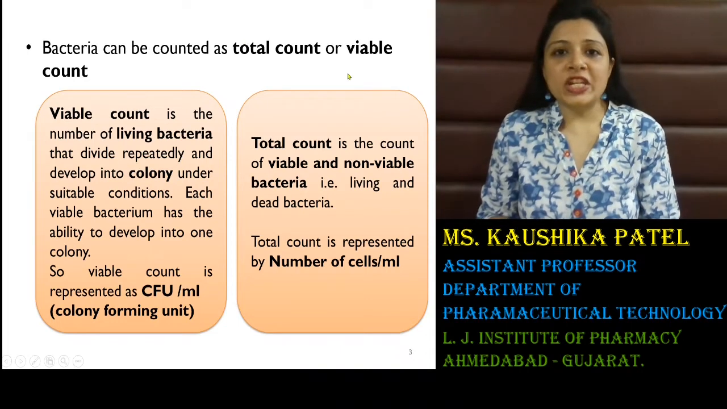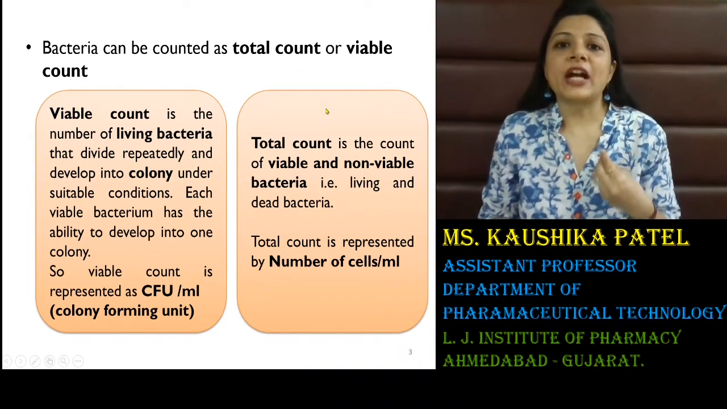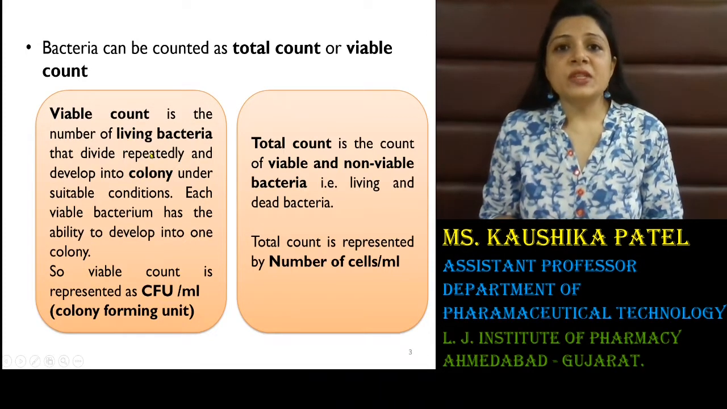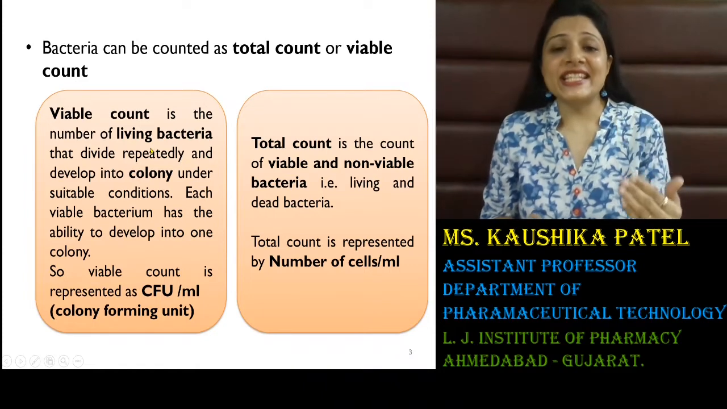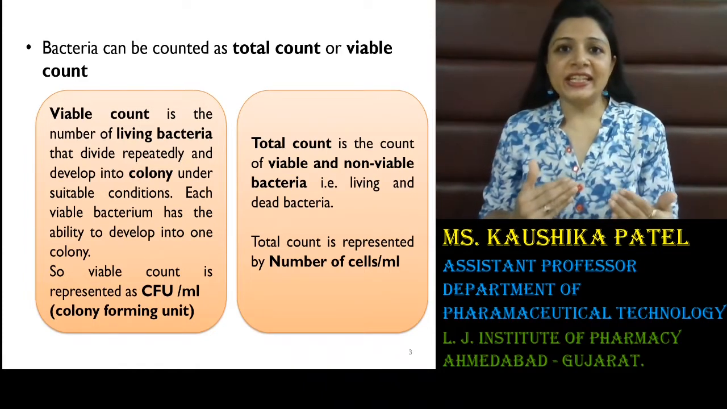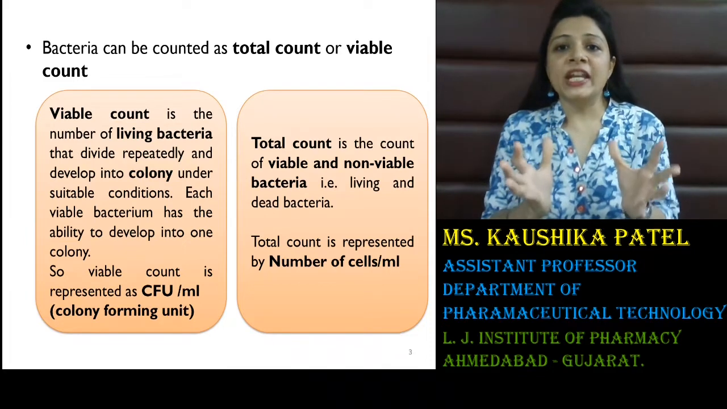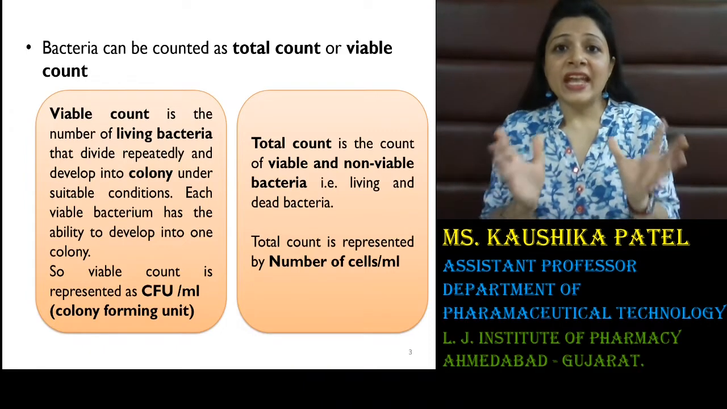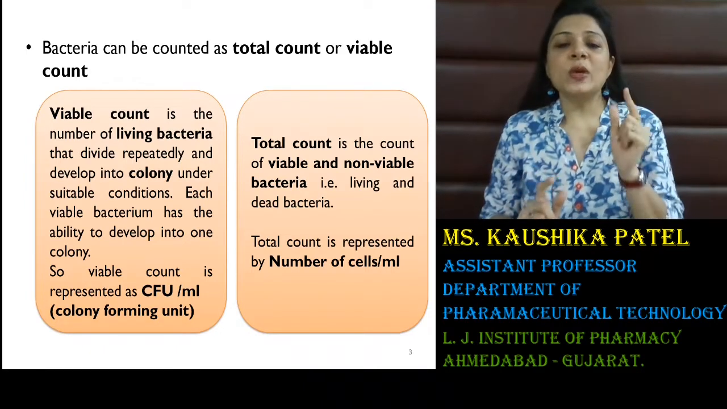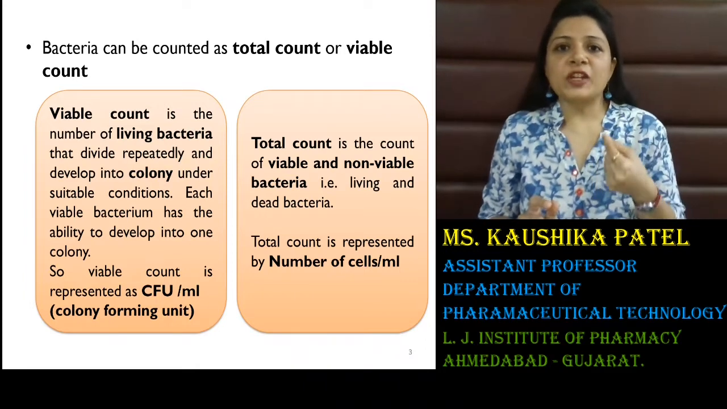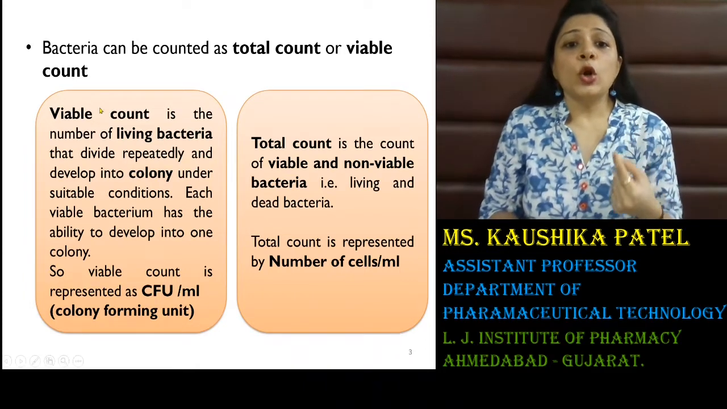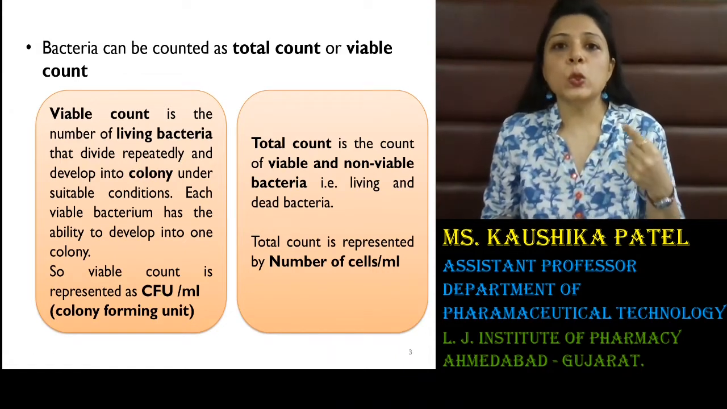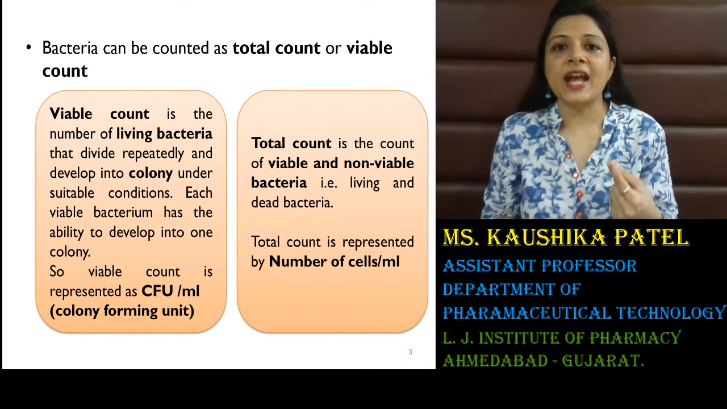These methods are of two types, either total count methods or viable count methods. Now, what is the difference between these two important terms? When we say viable count, it means a count of the living bacterial cells which can multiply exponentially, and they will develop colonies when inoculated on a solidified culture medium. Each bacterium can give rise to a single colony on the surface of the culture medium. So, viable count is measured in terms of CFU per ml, that is colony forming units of bacteria per ml of sample.